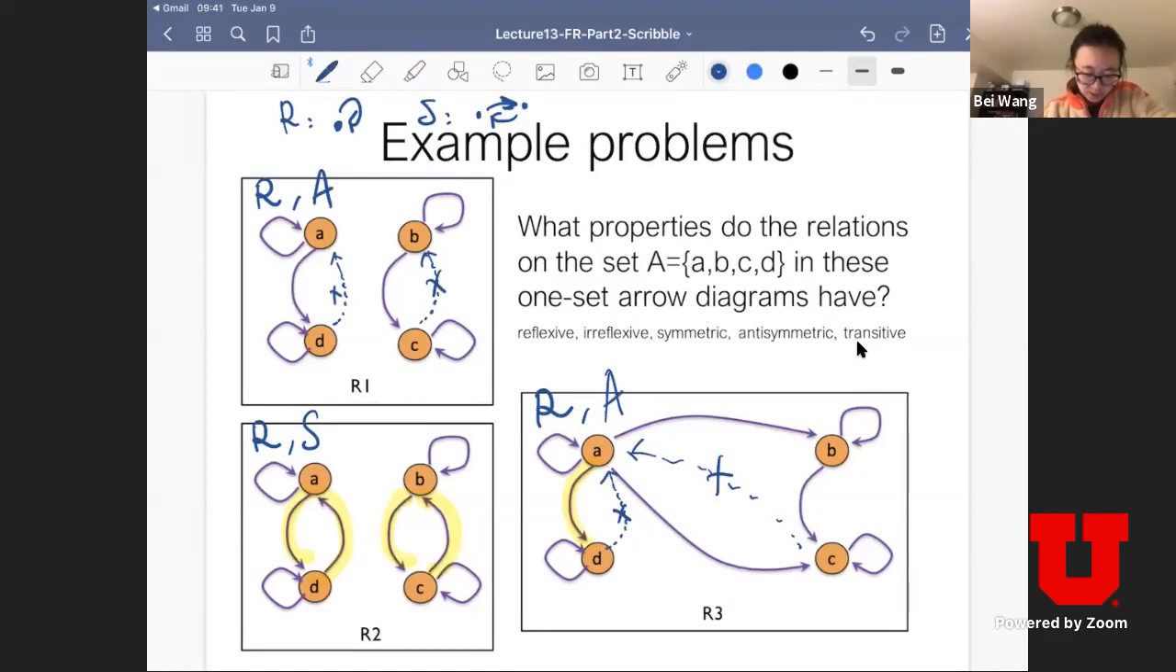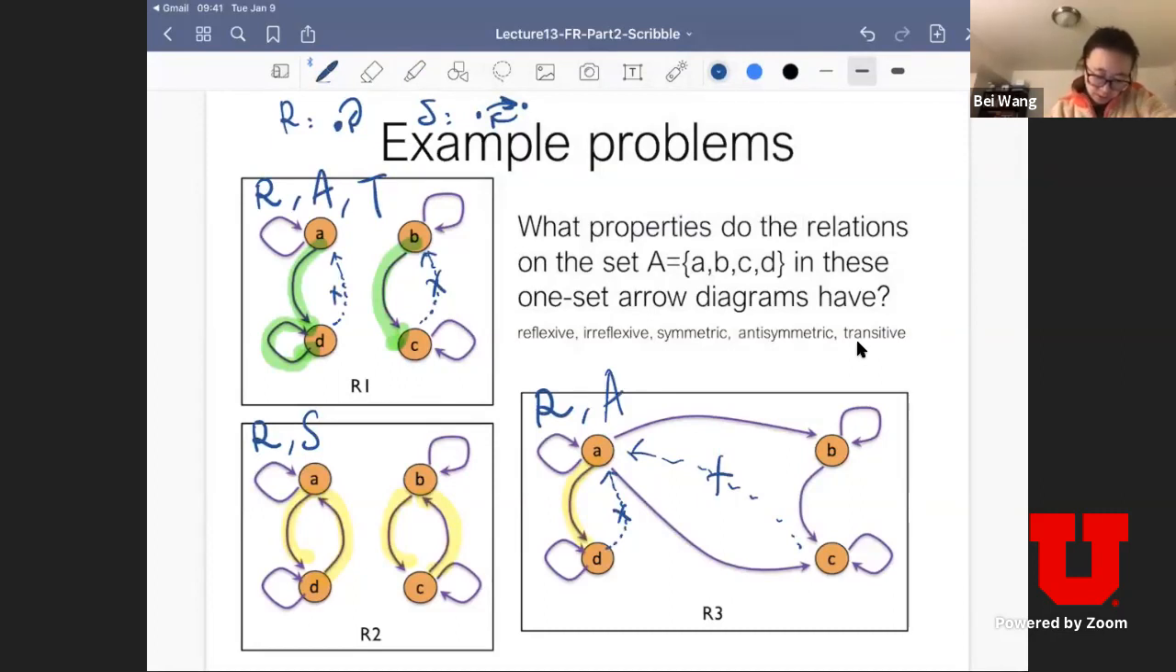B goes to C, let's use a different color. When A goes to D, D goes to D, A goes to D. B goes to C, C goes to C, B goes to C. So no matter how much I check, this is a transitive relation. Let's look at R2. Is this transitive?